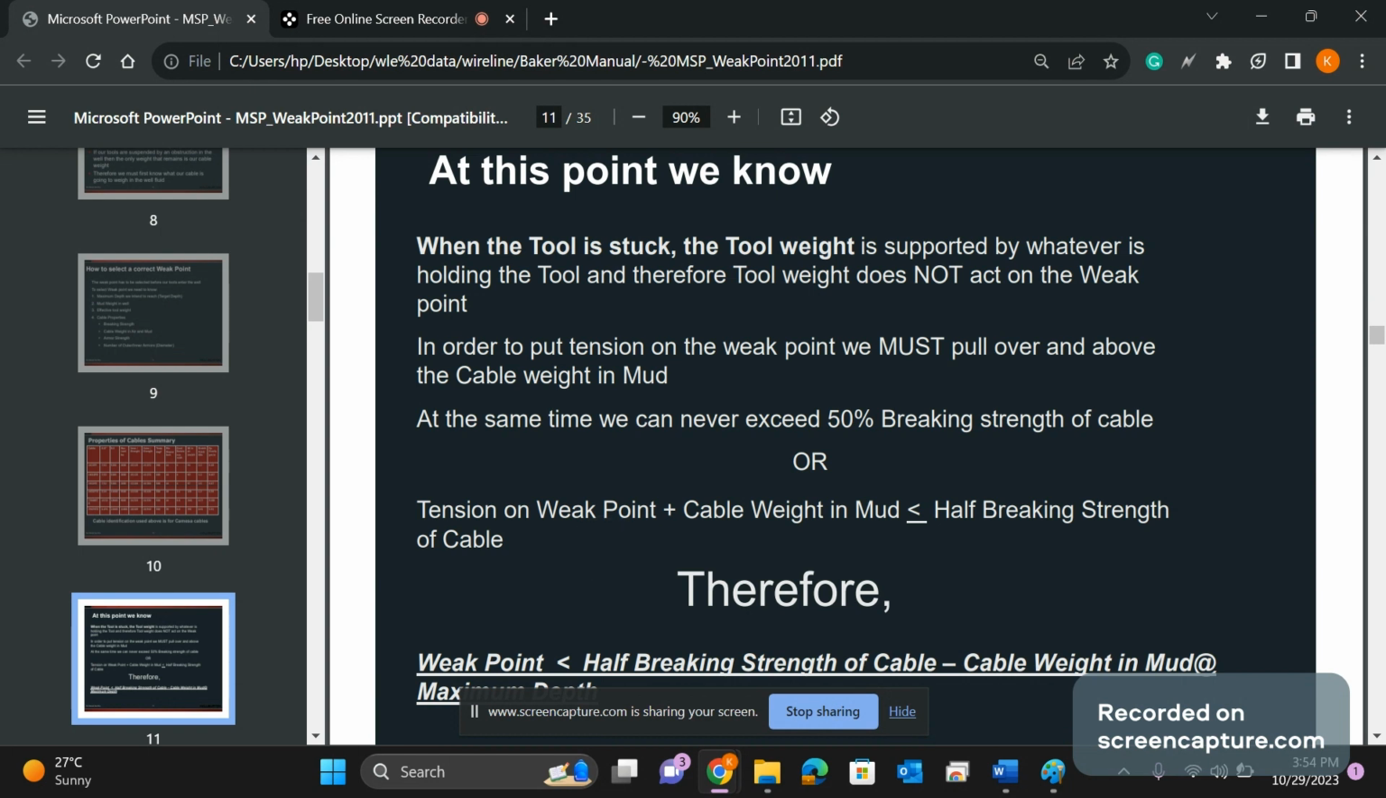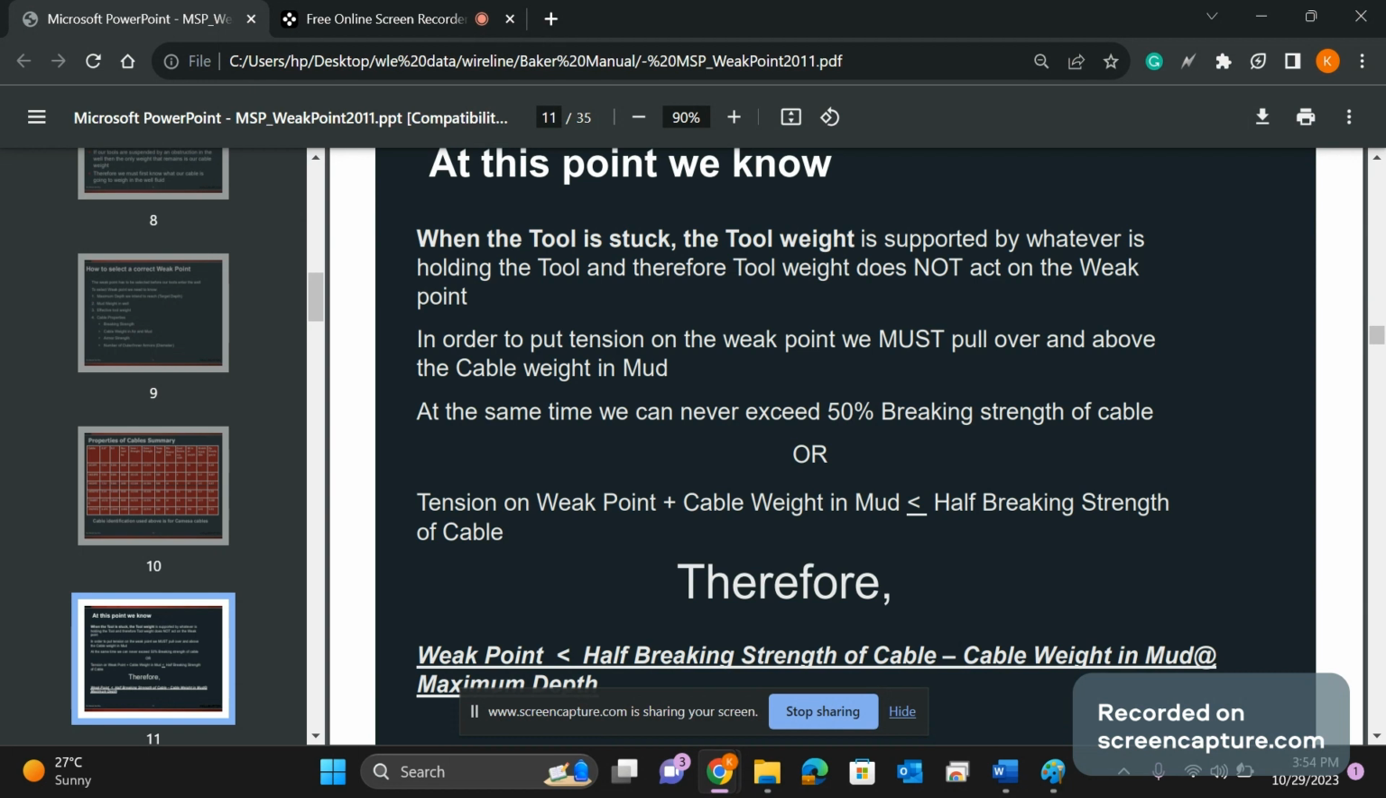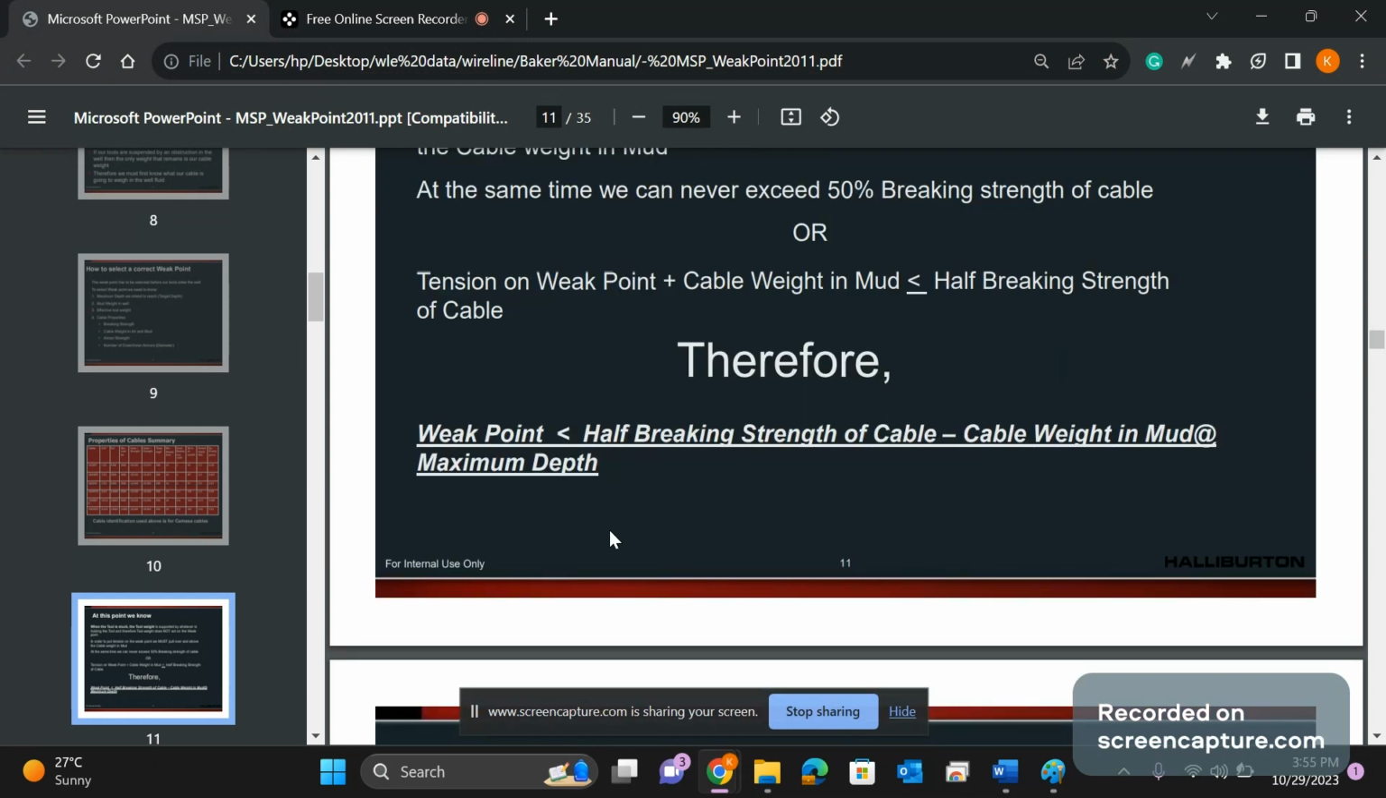So that will be the combination of the two tensions, and that should never exceed 50% of the breaking strength of the cable, because when the tool becomes stuck, there is no tension being applied. There is no tension that will appear on the weak point unless we start pulling or winching. So if we arrange the equation, the weak point should be less than half the breaking strength of the cable minus the cable weight divided by maximum depth.